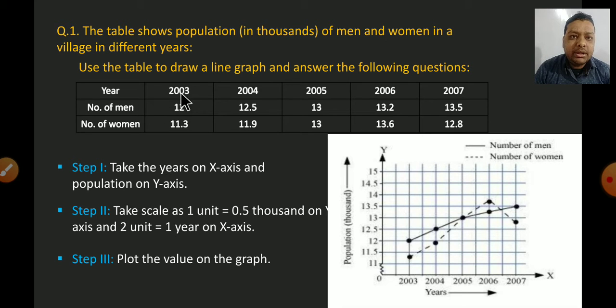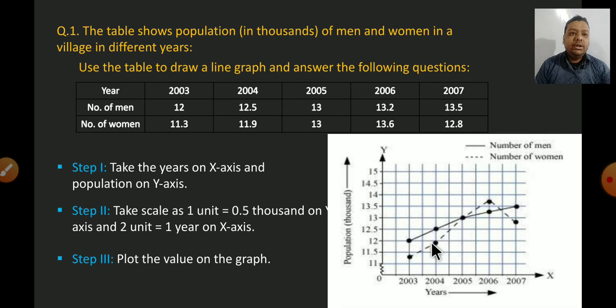Number of men in 2003 is 12, in 2004 it is 12.5, in 2005 it is 13, in 2006 it is 13.2, and in 2007 it is 13.5. Now number of women in 2003 is 11.3, on the imaginary line, then 11.9, then 13, then 13.6, and then decreasing to 12.8. Okay, so this is the double line graph.